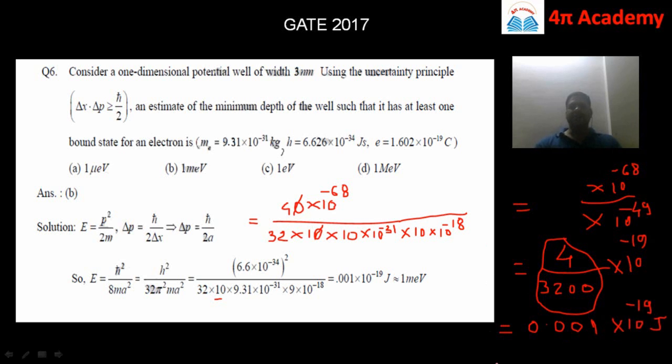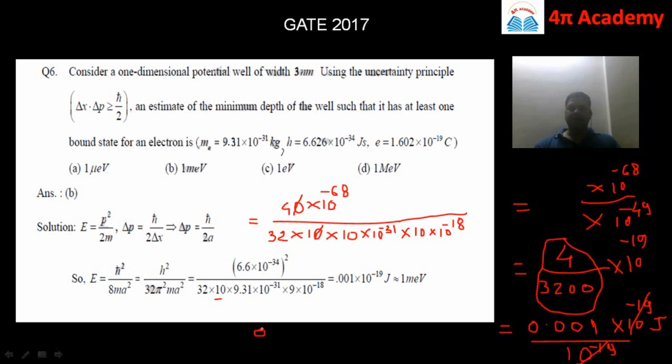Now since the answer is given in electron volt, you have to convert this answer from joules to electron volt. In order to convert the answer from joules to electron volt, you have to divide this answer by 10 raised to power minus 19. So when you divide it by 10 raised to power minus 19, you can cancel out this 10 raised to power minus 19 and you will get the answer in electron volt.